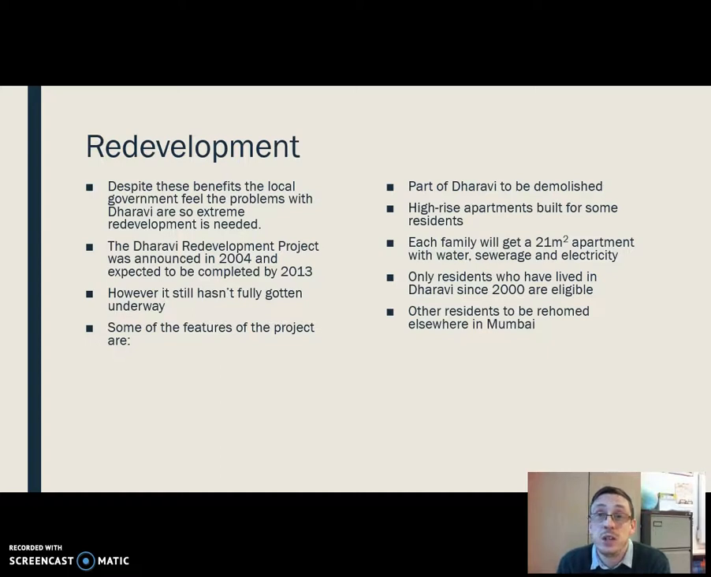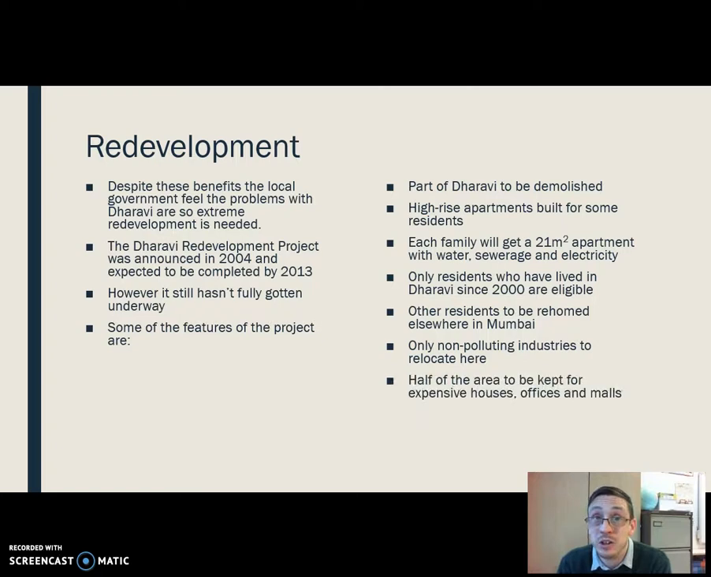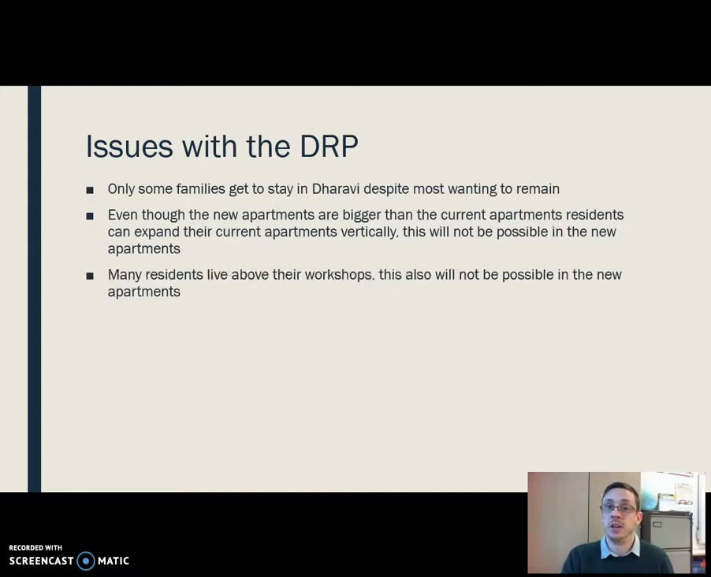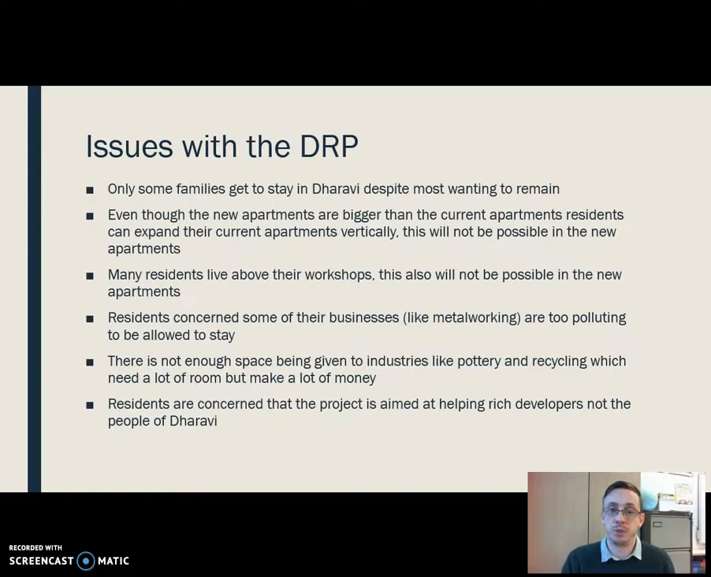Other residents would get rehomed somewhere else in Mumbai. Only non-polluting industries would be allowed in. The other half of the area would be given over to expensive housing, shopping malls, offices, etc. It would cost around £2 billion to do all this, and the money is going to be met by private business, not by the city of Mumbai. So that was the plan. There were huge issues with it, and there still are issues with it. So again, I'll pop this all up and then we'll talk through it.